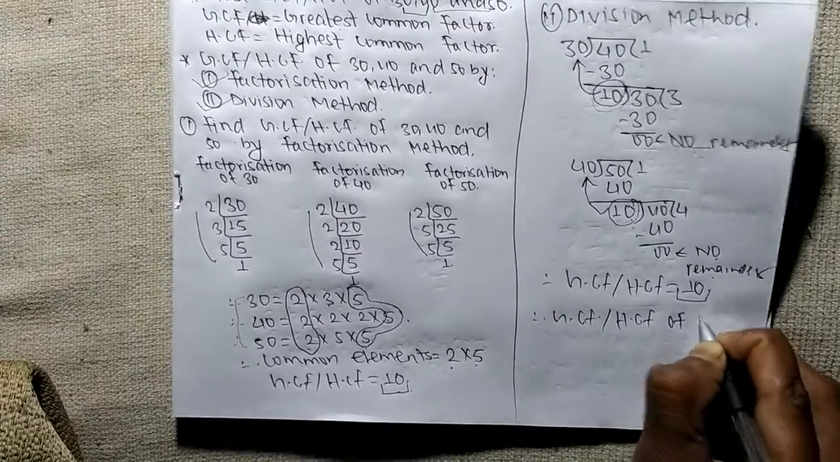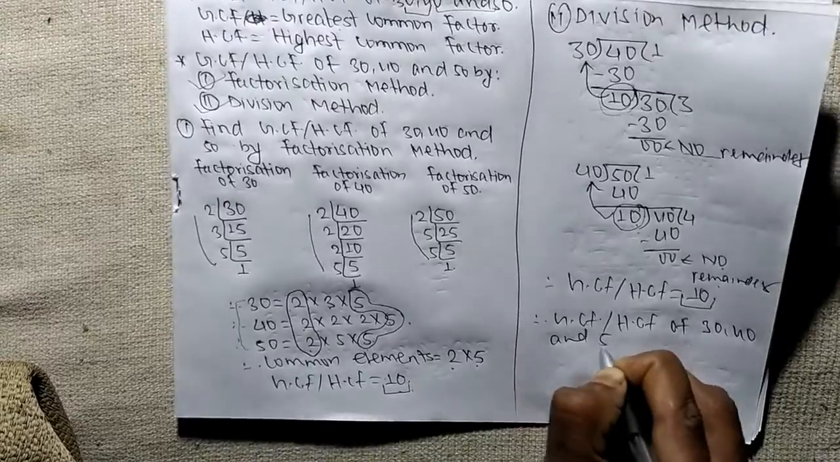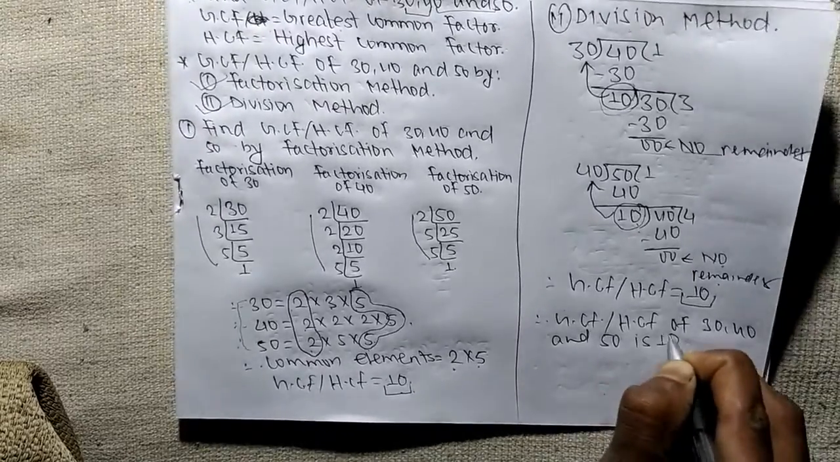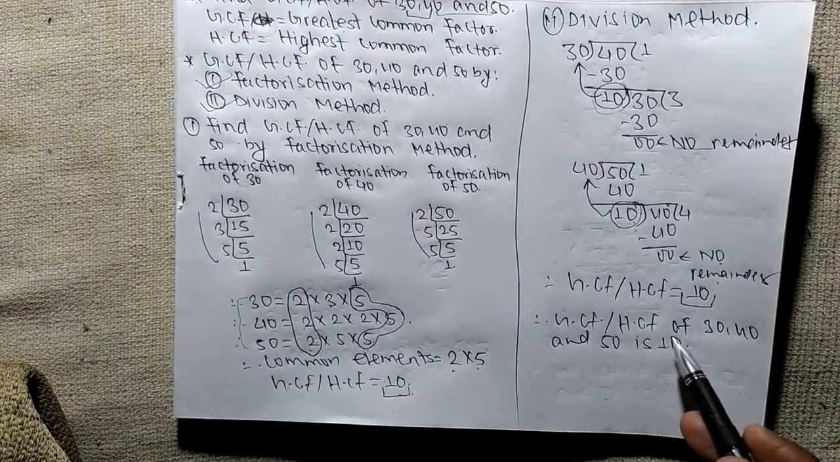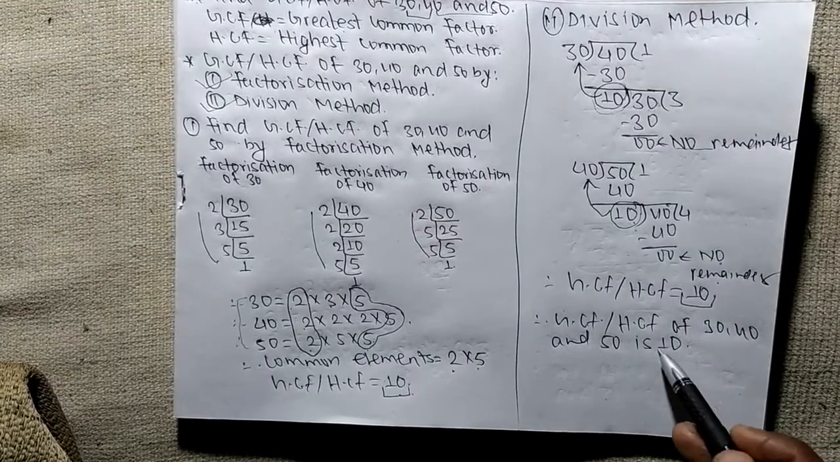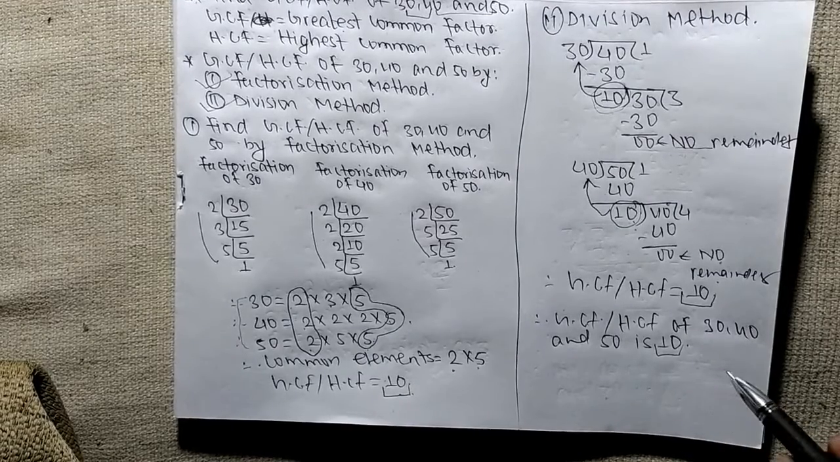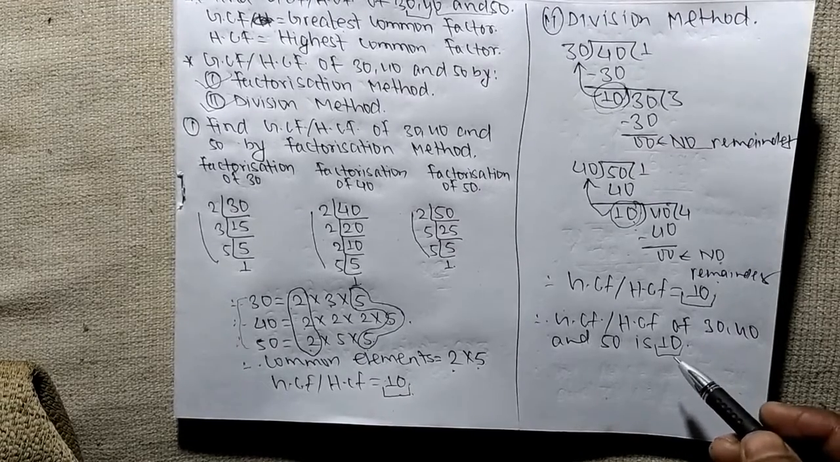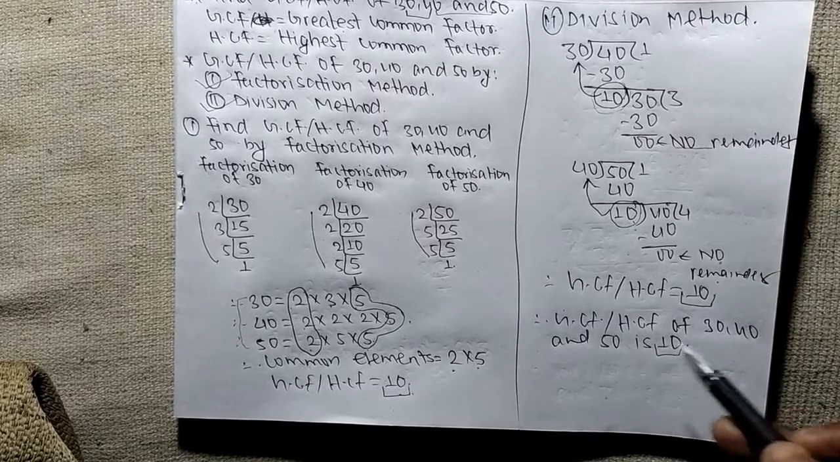So we can write GCF or HCF of 30, 40 and 50 is 10. So what does it mean that the GCF or HCF of 30, 40 and 50 is 10? It means that 10 is the only greatest or highest number which can exactly divide 30, 40 and 50 at the same time.